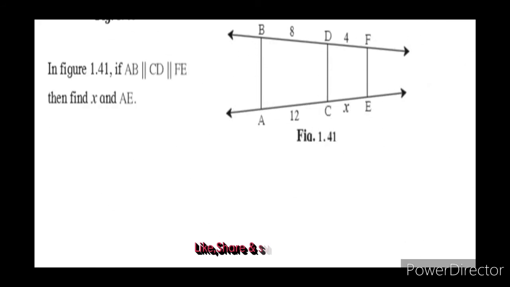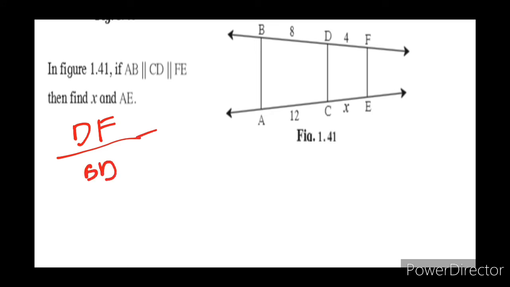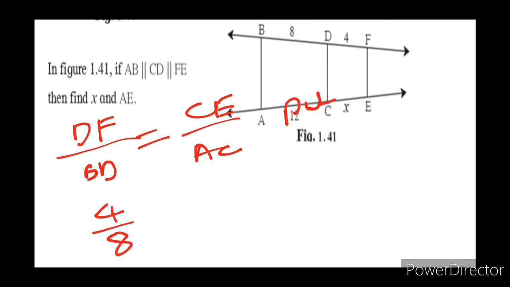Now this is a problem based on three transversals of parallel lines. By applying the transversal theorem, we can say that DF upon BD equal to CE upon AC. Putting the values, we get 4 upon 8 equal to x upon 12. So 4 ones are 4, 4 twos are 8, so we get x is equal to 6.